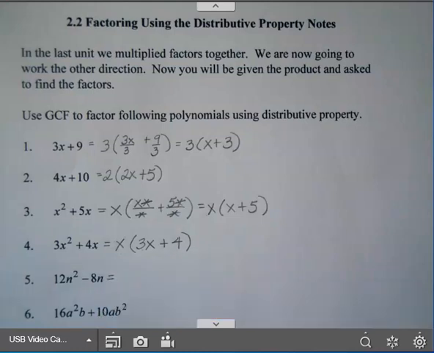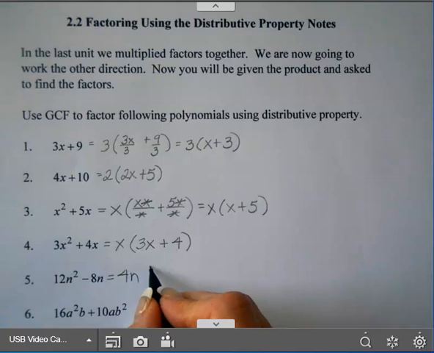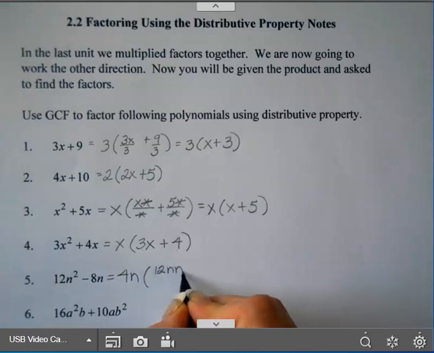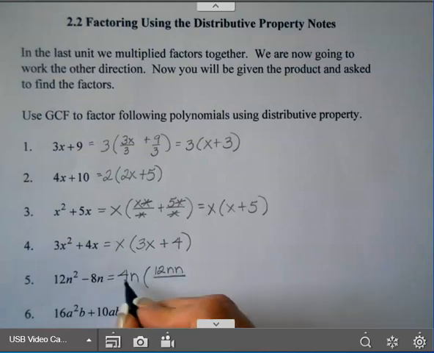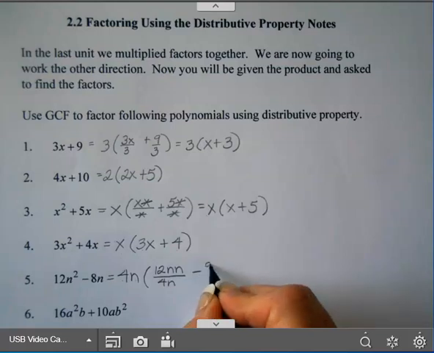X times 4 is 4x. On the next one, they both have a number and a letter that you can pull out. The greatest common factor for the 8 and the 12 is 4, and they each have an n in common. So I'm going to take 12n squared and divide it by a 4 and an n. And I have 8n that I'm dividing by the 4 and the n.